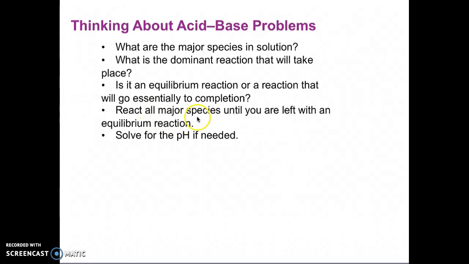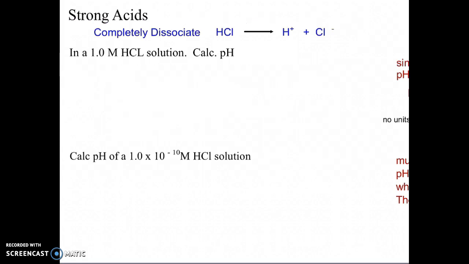Then you react the major species until you're left with an equilibrium reaction. That really only pertains to if you're working with RICE tables. And then, of course, that's what the whole purpose is: you're usually asked for a pH or a hydrogen ion concentration. So solve for H, or if they're asking for pH, that's what you would be solving for.